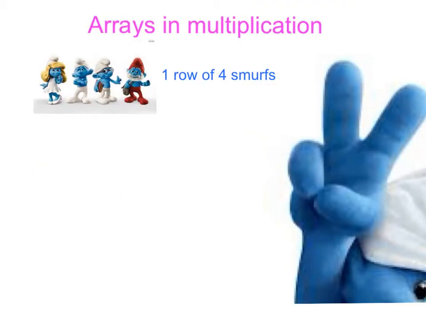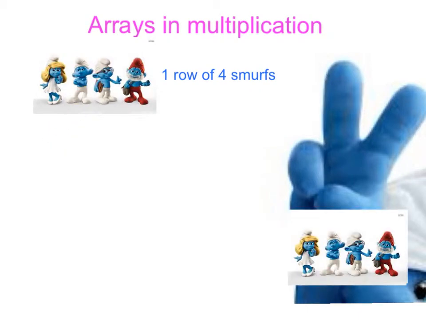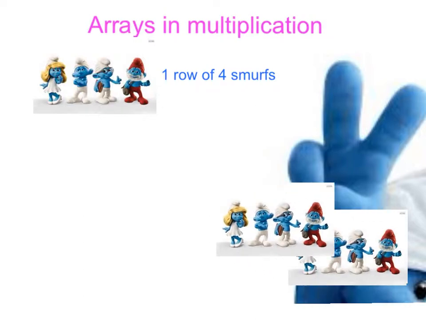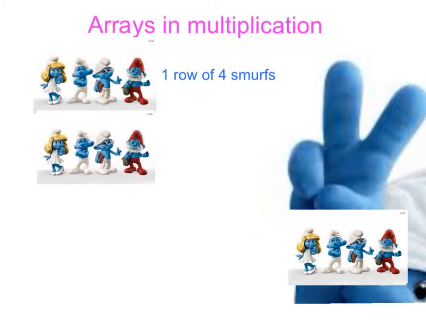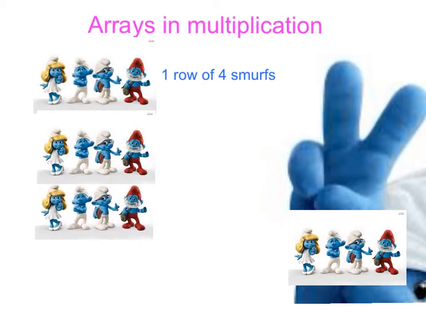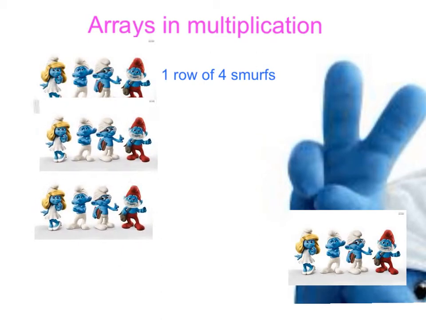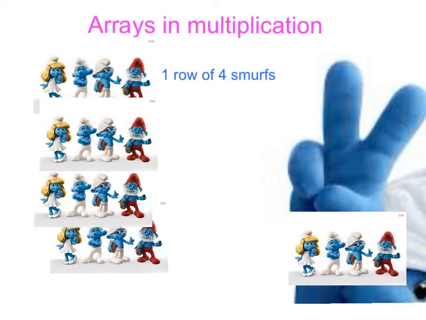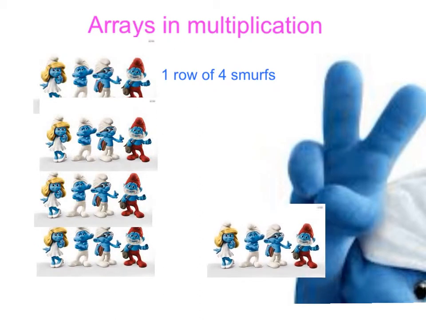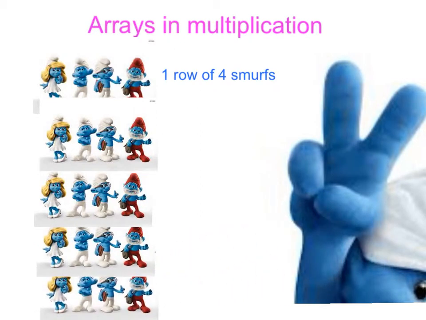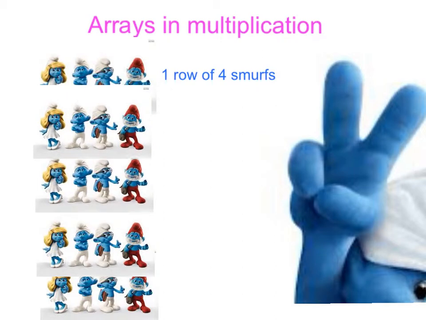Here in my picture, I have 1 row of 4 Smurfs. But what if I actually wanted 5 rows of 4 Smurfs? What would that look like? Let's add some more Smurfs here. And 5. I'll just try and move them up a little bit for you.